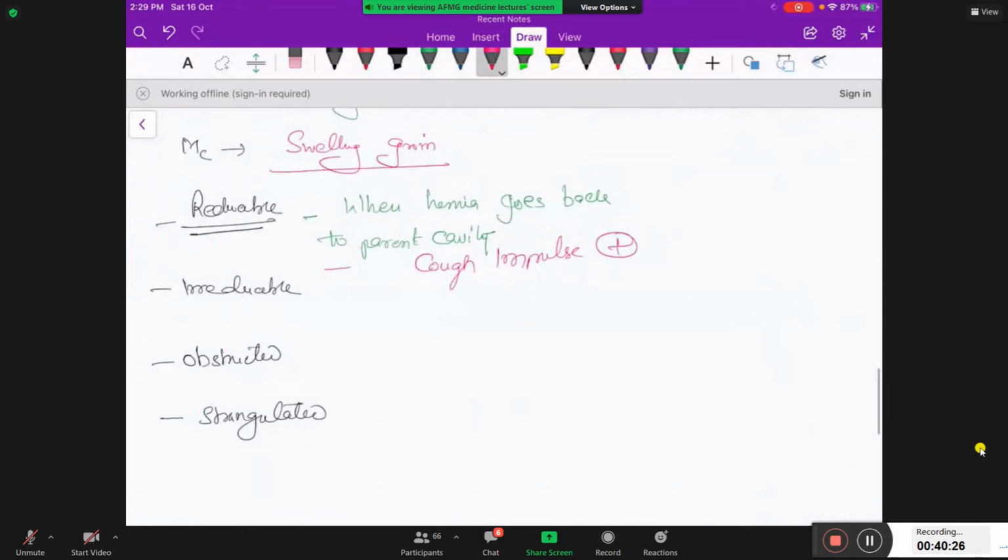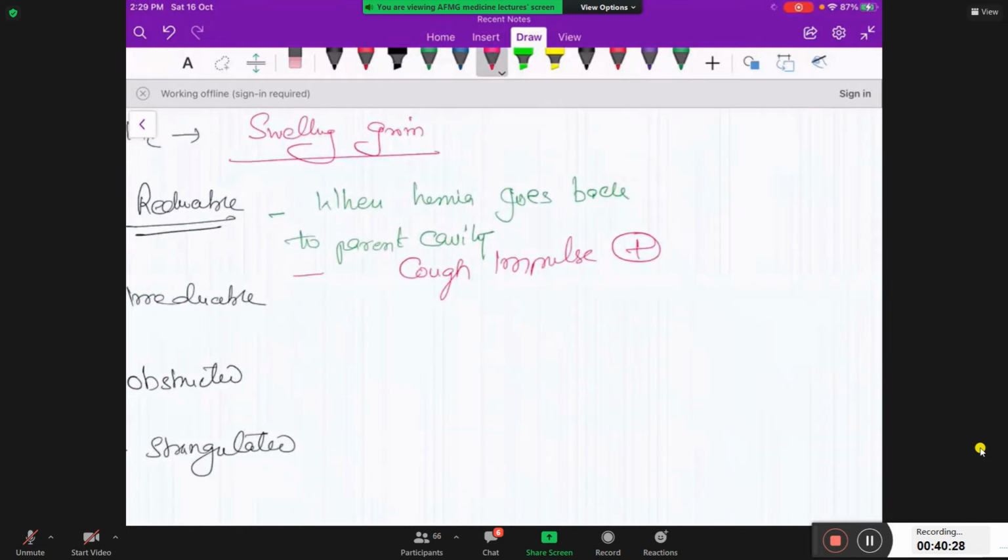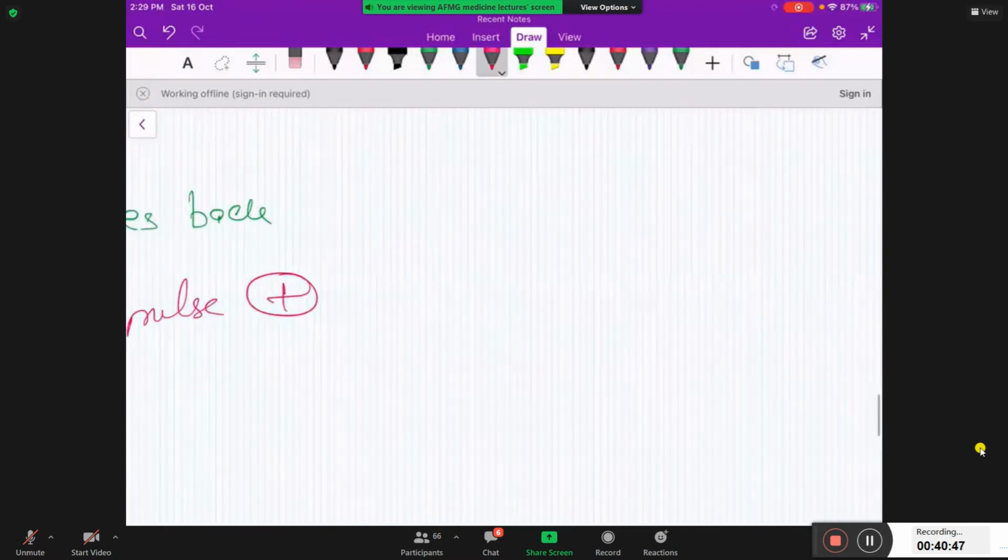Now, very important point, can anyone tell me that on the basis of this reducibility, can you make out on clinical examination whether the patient has an intestine as a content or an omentum as a content? Yes or no? Yes. How?